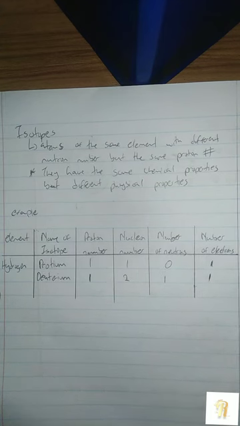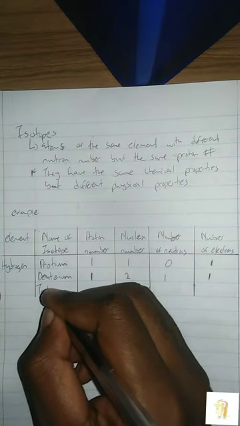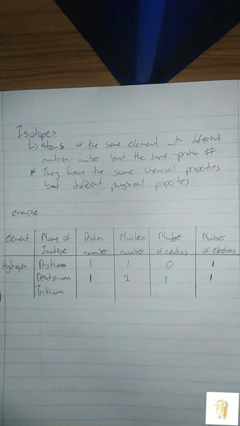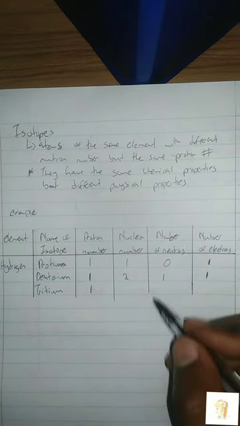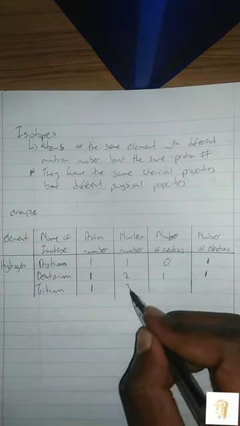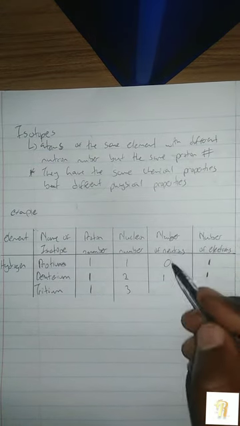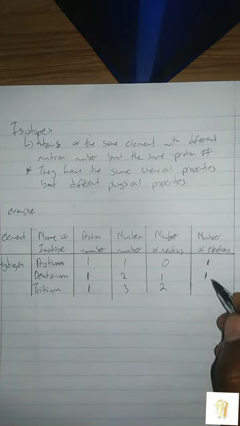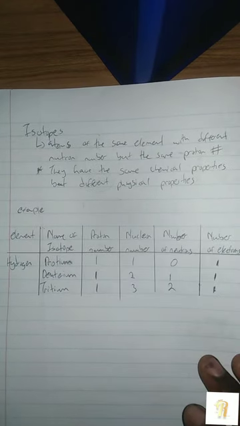Then what is the last isotope of hydrogen? It's tritium. It has one proton. The nucleon number is 3, and when the nucleon number is 3, obviously 3 minus 1 is 2. The number of neutrons is 2. Then it only has one electron. So that is hydrogen.